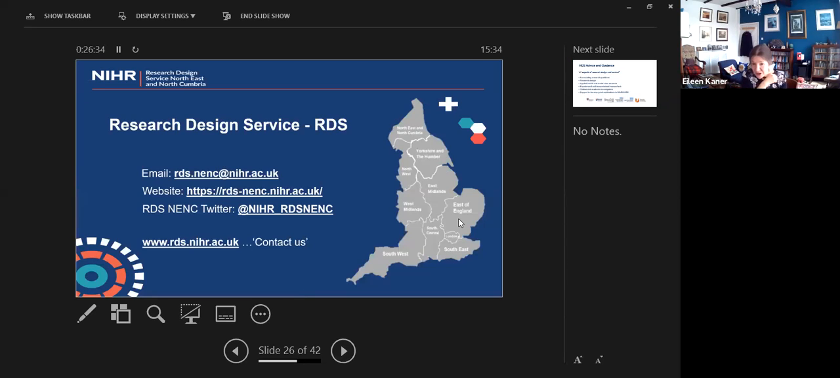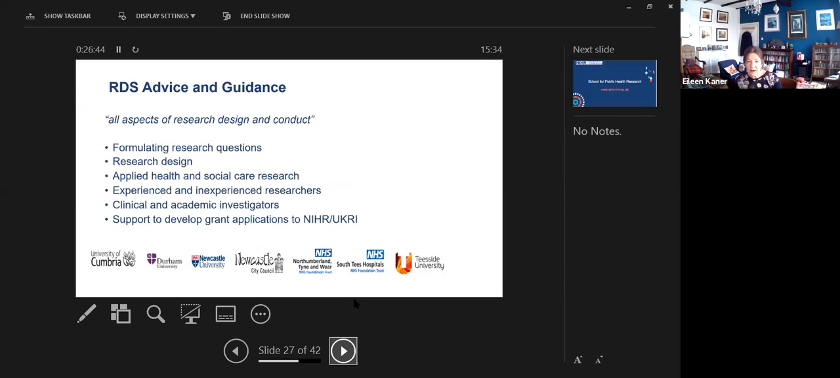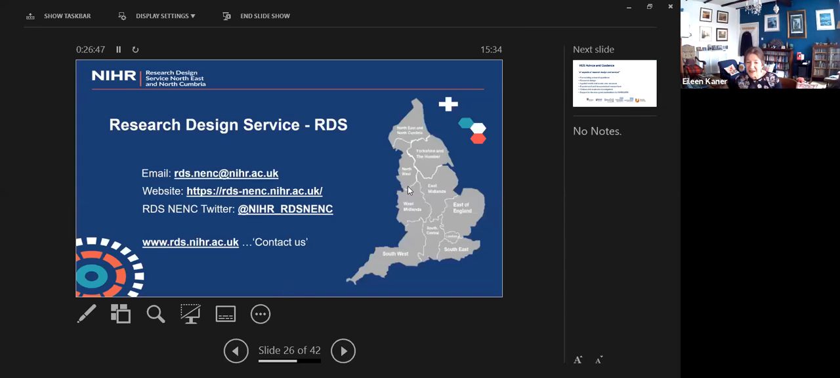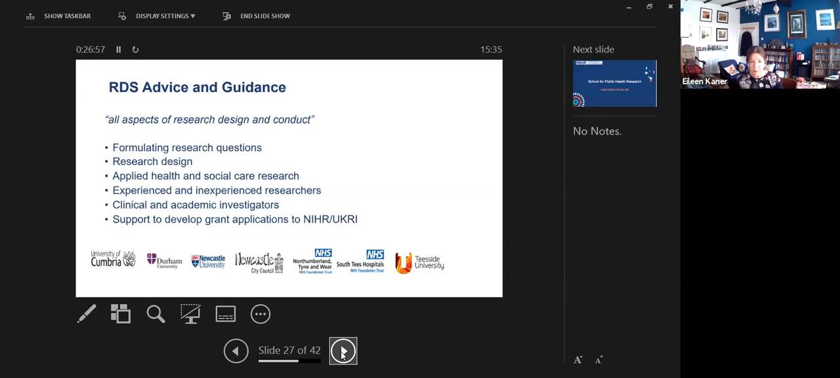So from the Innovation Observatory to the Research Design Service, and we sometimes call this the RDS, and there's its contact details. I think you can see, if I just go back one slide, I'm showing you a map of England. There are research design services in every part of England, and we have our RDS up here in the North East and North Cumbria, and it covers the whole of our region.